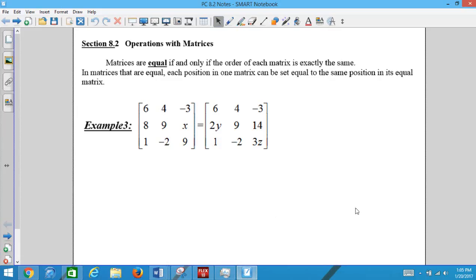First example, you might see this on the ACT test. There are two matrices and there's an equal sign in between. You see how both matrices have the same dimensions. What dimensions? 3 by 3. 3 by 3, 3 by 3.